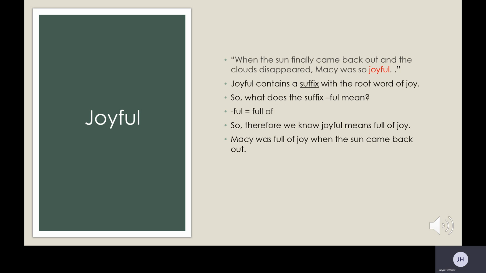And then the other one we'll look at is joyful. So we have this sentence there at the top. When the sun finally came back out and the clouds disappeared, Macy was so joyful. So joyful contains a suffix with the root word of joy. So we'd ask our students, what does that suffix mean? And that particular suffix, full, means full of. So therefore, we know that joyful means full of joy. So Macy was full of joy when the sun came back out.